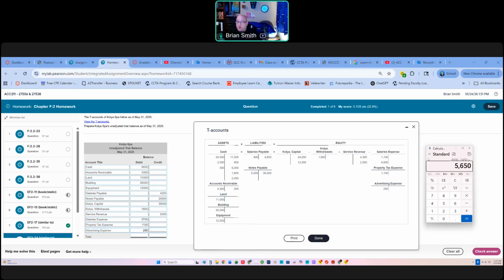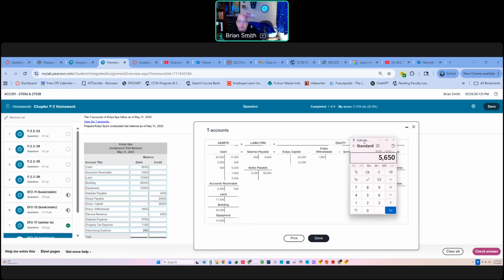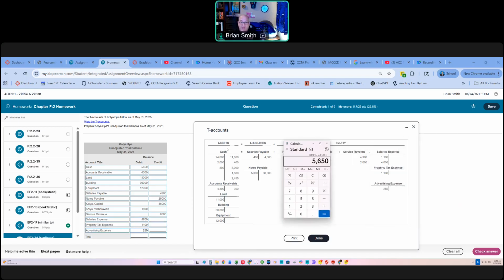Now the object of this whole unadjusted trial balance is to add up our debits and then add up our credits and hope they equal.